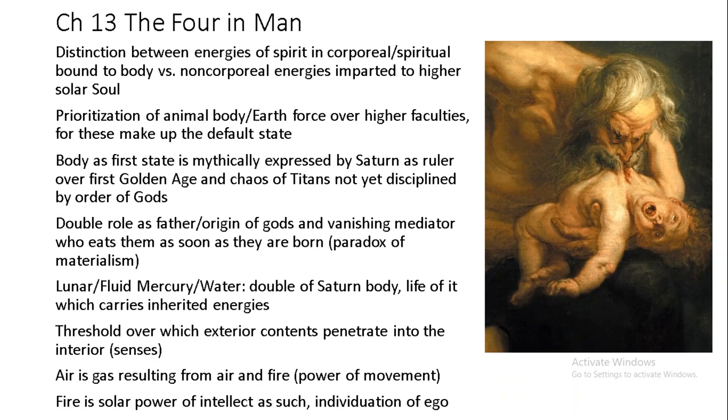Second in line, we can consider the lunar fluid Mercury, which corresponds to the element of water. Interestingly, this is symbolically grasped as a double of the Saturn body, or the life of it, which carries the peculiar kinds of energies which are inherited from one's ancestors, which make up a quote-unquote racial character, not limited strictly to the lower body. In terms of perspectival consciousness, this element makes up the threshold over which exterior contents somehow are able to penetrate into the interior. What is the word for this, though, except the senses?